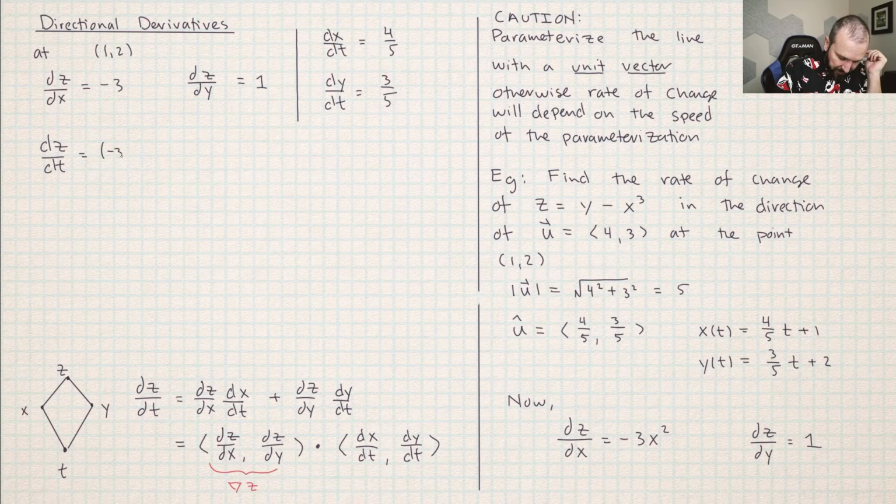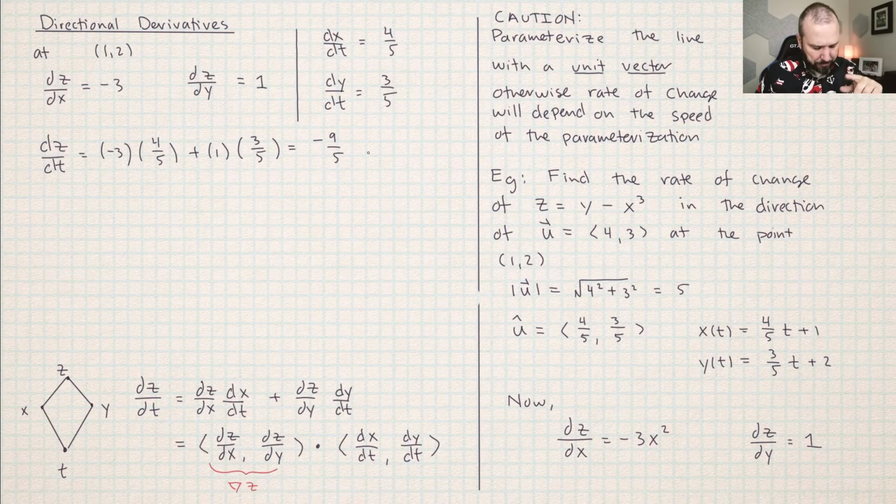We got that. That's negative 3. And then dx/dt, we got that. That's 4/5. Now del z/del y, we got that. That's 1. And then dy/dt, we got that. That's 3/5. So this is actually negative 12/5 plus 3/5. So I'm getting negative 9/5.